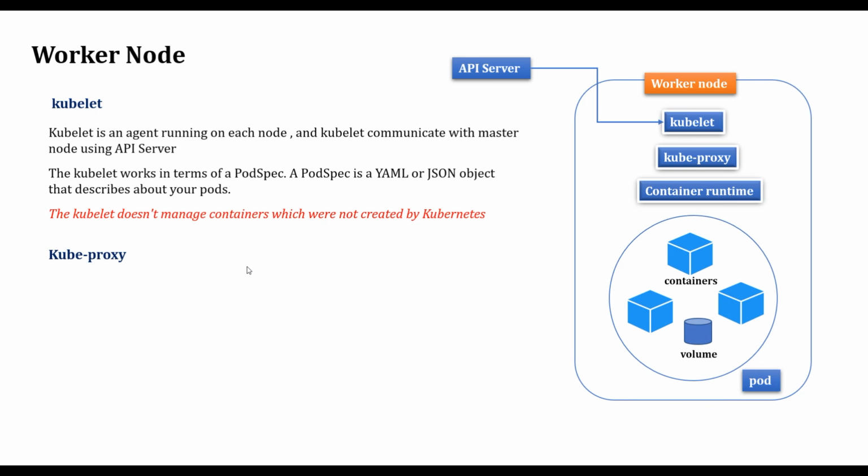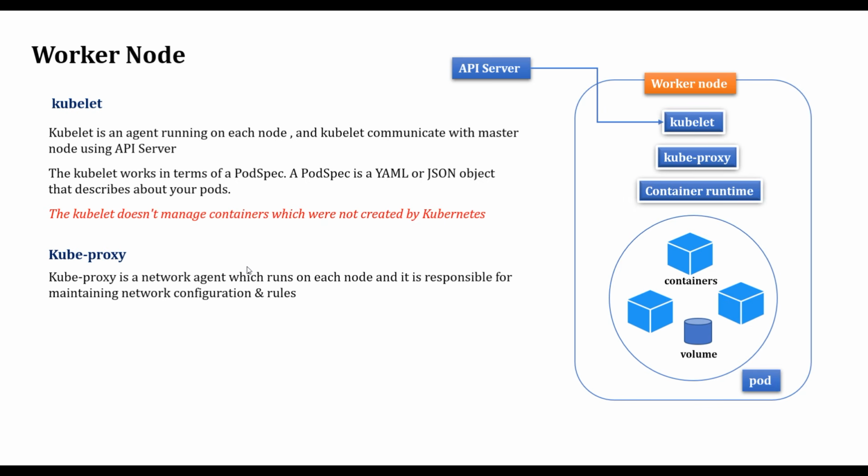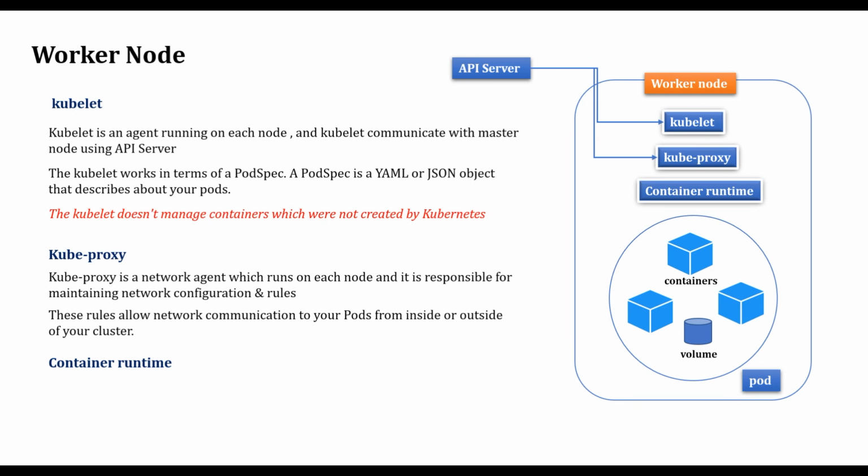Now the next component is kube-proxy. Kube-proxy is a network agent which runs on each node, and it is responsible for maintaining network configuration and rules. These rules allow network communication to your pods from inside or outside of your cluster. Basically, it helps you to expose your services to the outside world. Kube-proxy also communicates with the master node using the API server. Now the next component is the container runtime. A container runtime, also known as a container engine, helps to run the containers which are running inside a pod.